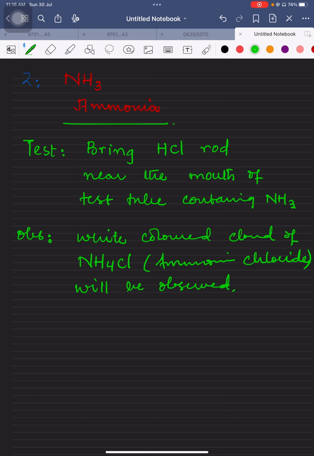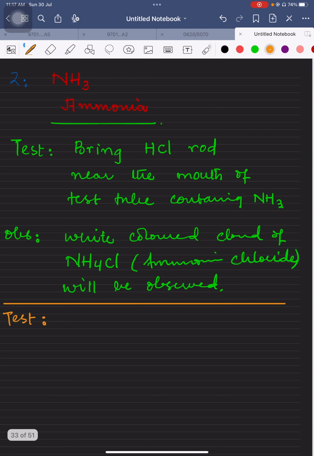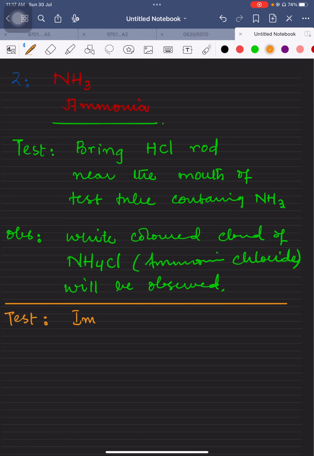There is another test for ammonia as well, and what is that? Pass the gas over damp red litmus paper.